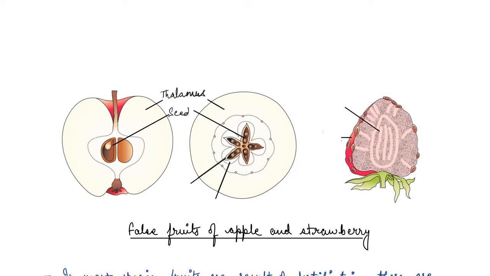Inside is the seed, and here what you see is the endocarp and mesocarp. In the same way, the fleshy part of strawberry that we eat is nothing but the thalamus, and the outside layer of strawberry that you see is known as achene. So these are the diagrams of false fruits, right?